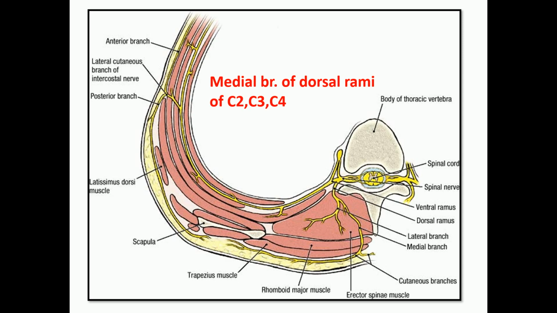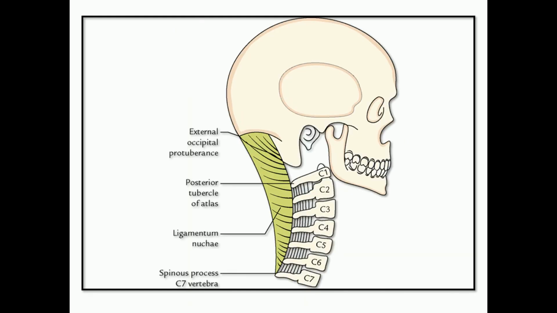Now we discuss the ligamentum nuchae. It is a triangular sheet of fibroelastic tissue that forms the median fibrous septum between the muscles of the two sides of the back of the neck. The ligamentum nuchae presents three borders. First is the superior border. It is attached to the external occipital crest.